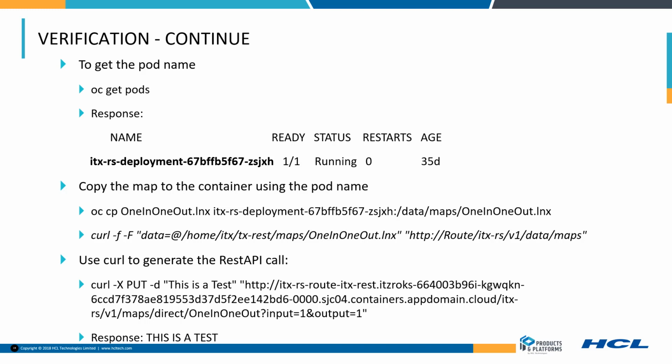This map translates the input value into all uppercase. You should see the response returning right away. Now you know your ITX REST container is installed and running properly.